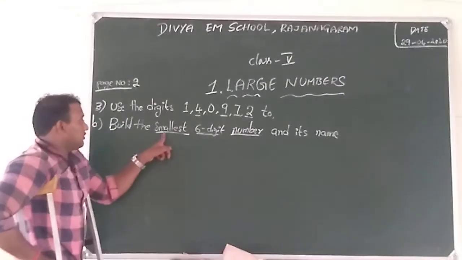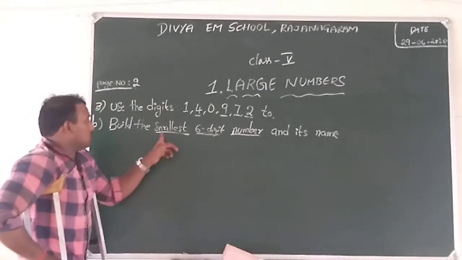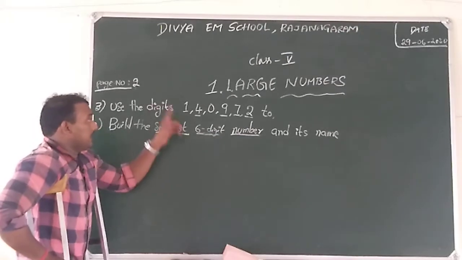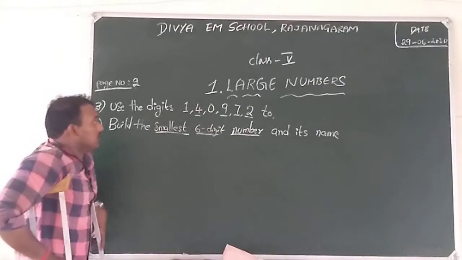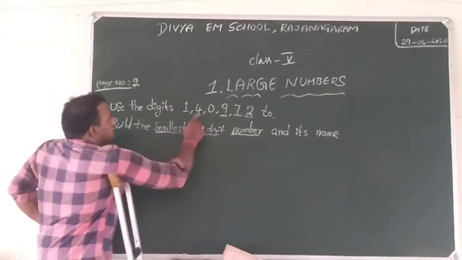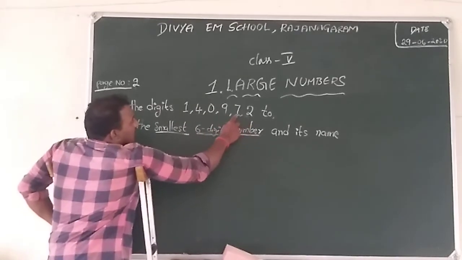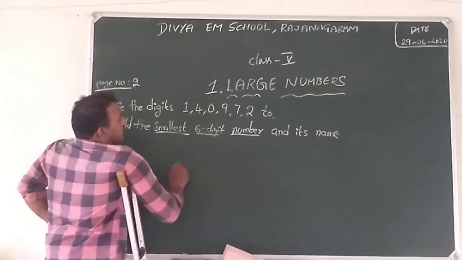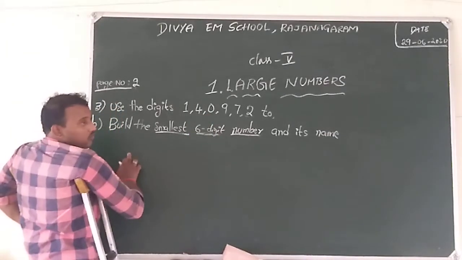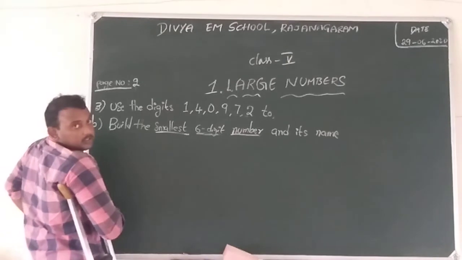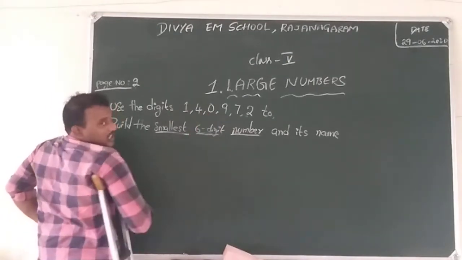So let's find out the smallest 6-digit number. To build the smallest 6-digit number, we need to find the smallest number first. Among 1, 4, 0, 9, 7, 2, the smallest number is 0. But when we place 0 first, it will become useless. So we will keep the 0 aside and find another smallest number first.